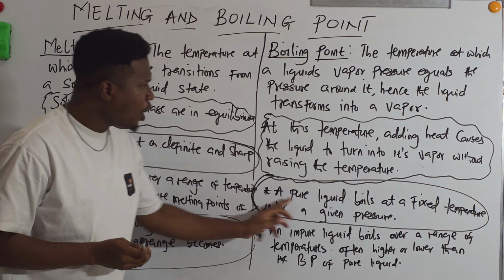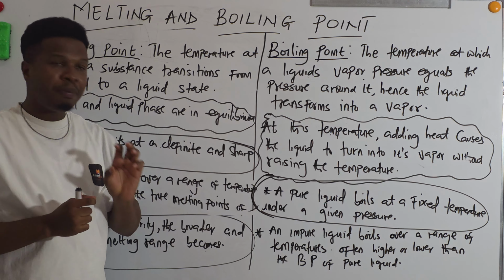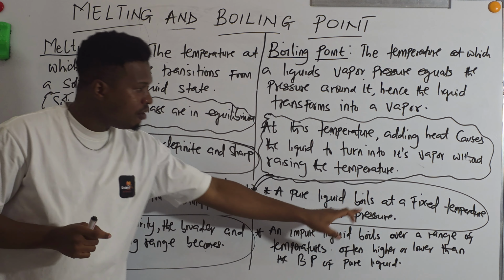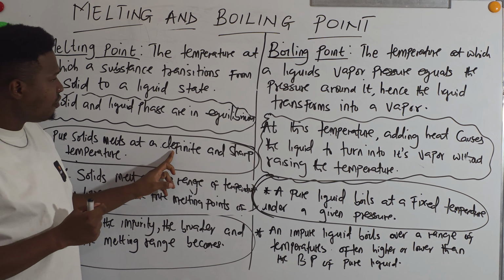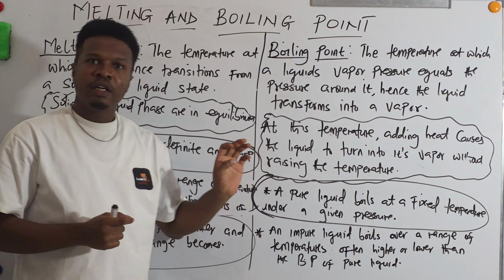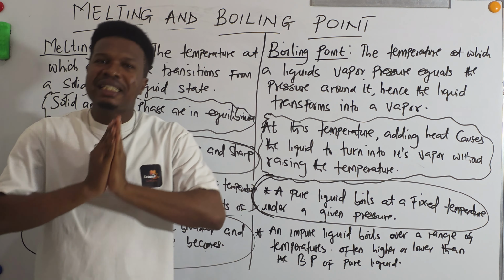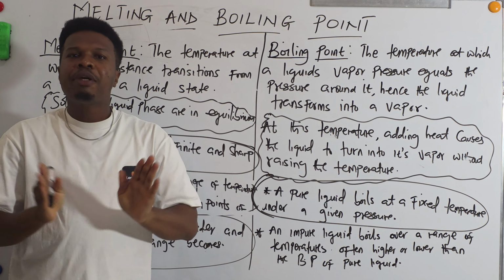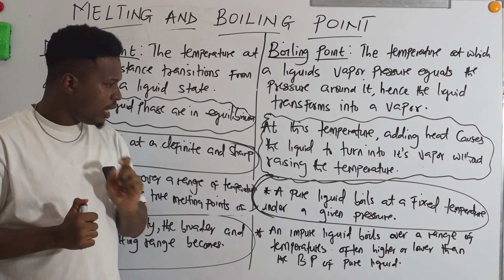So a pure liquid boils at a fixed, sharp temperature under a given pressure. The difference is that this one is talking about a definite and sharp temperature, and this one is talking about a fixed temperature, but they are the same. Pure substances have a sharp or fixed temperature at which they melt or at which they boil.